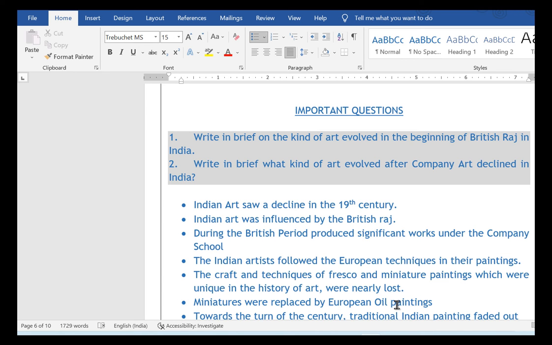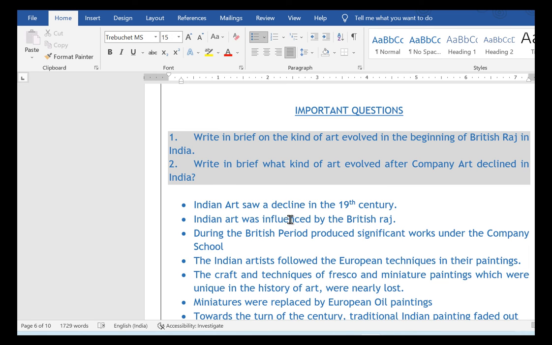Now let's look at the important questions that have come in the previous year board papers. This is about the evolution of Indian art. Write in brief the kind of art that evolved in the beginning of the British Raj in India. Write in brief what kind of art evolved after the company art declined in India.